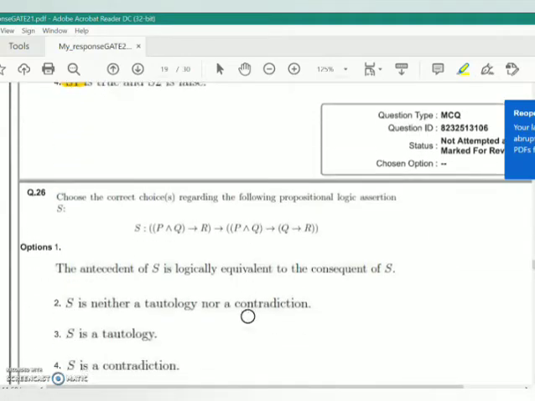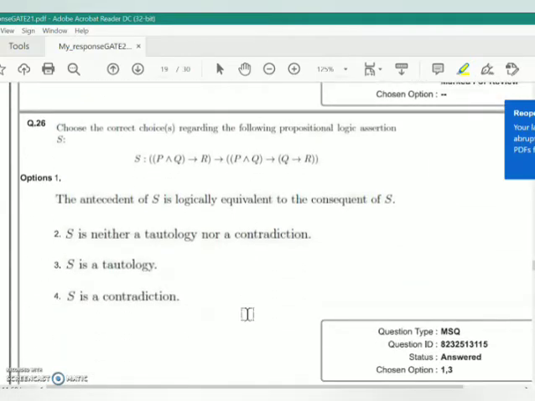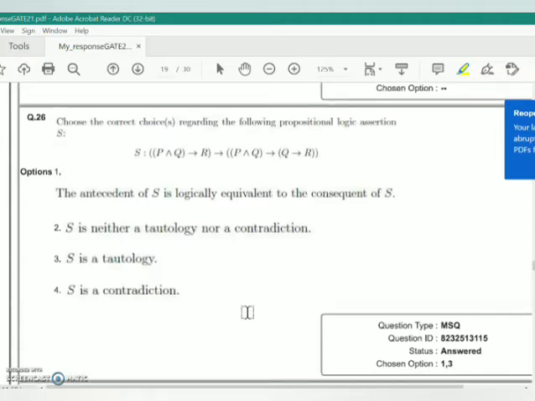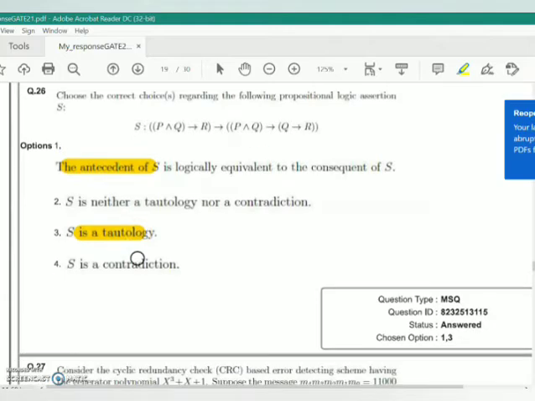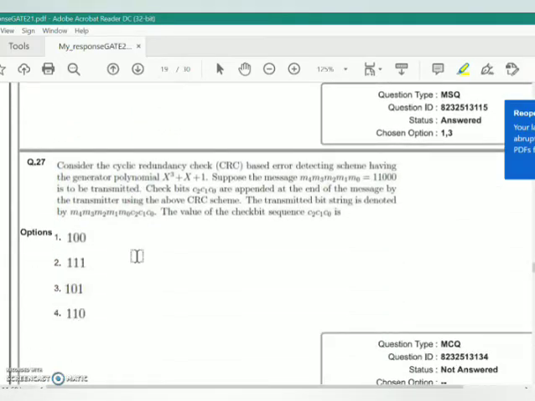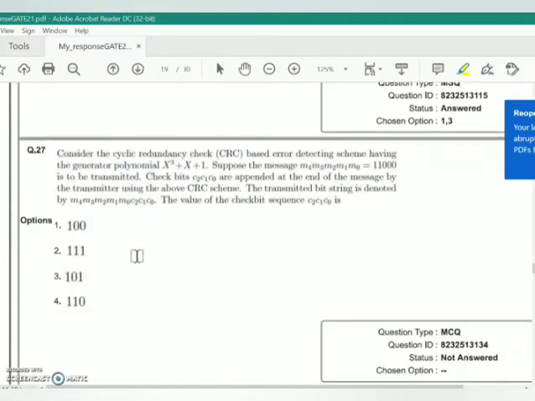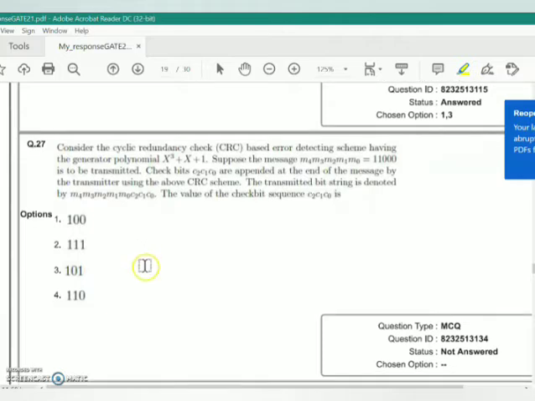In the next question, we can solve by the truth table, or you can solve it by using the formulas. So we get the left part equal to the right part. That means the antecedent of S is logically equivalent to the consequent, and finally S is a tautology. So 1 and 3.